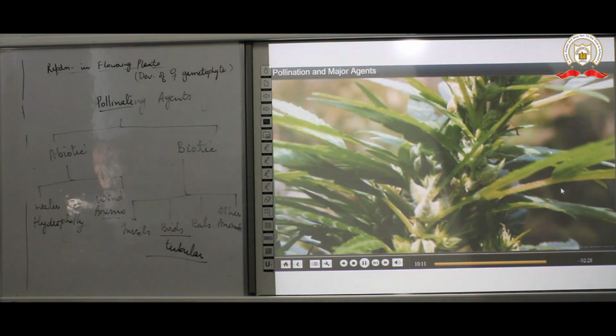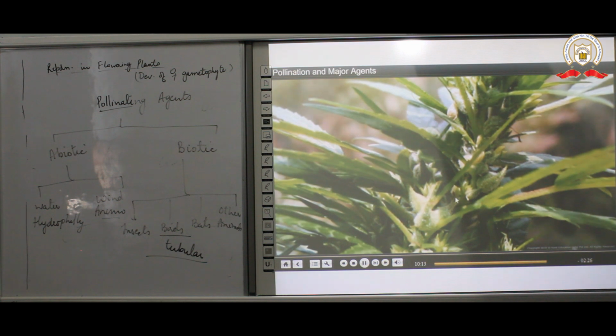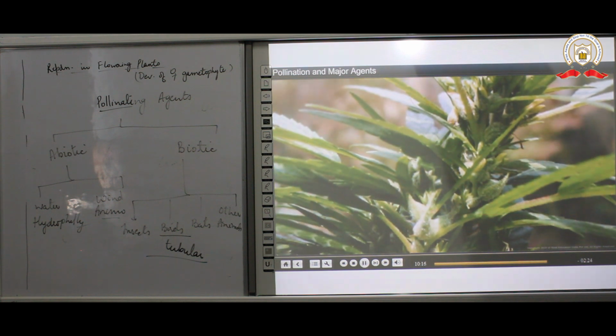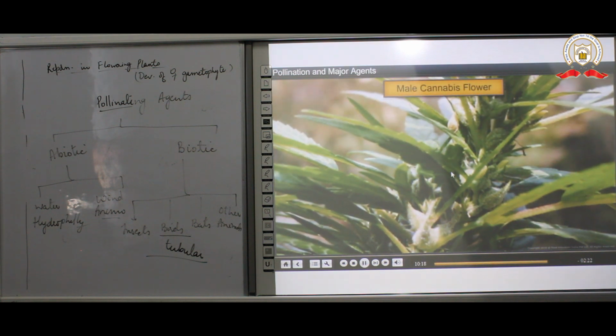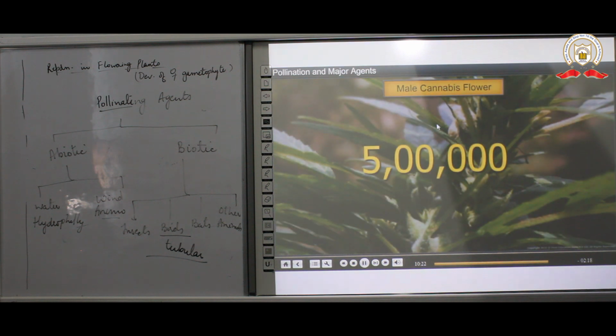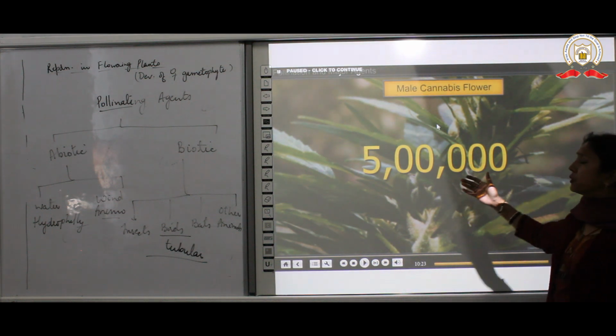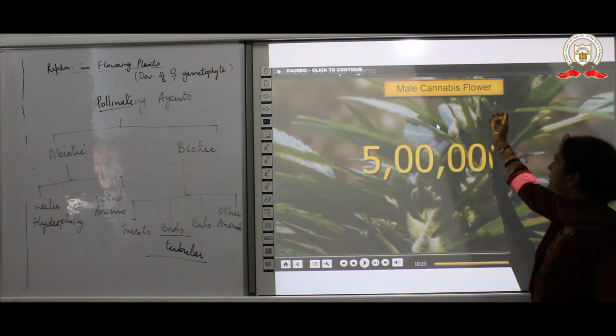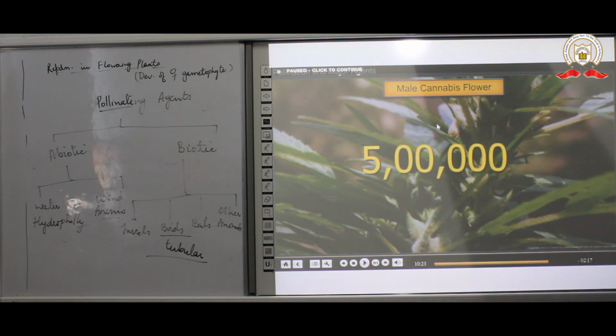The pollen, which is light and non-sticky, is produced in large quantities. A single flower of cannabis, for instance, produces 5 lakh pollen grains. You must remember to give one example of a flower which produces a very large number of pollen grains. It is the cannabis flower. This is almost 5 lakh pollen grains, which compensate for the loss of pollen associated with wind pollination.